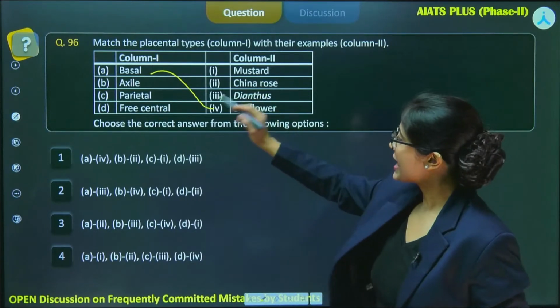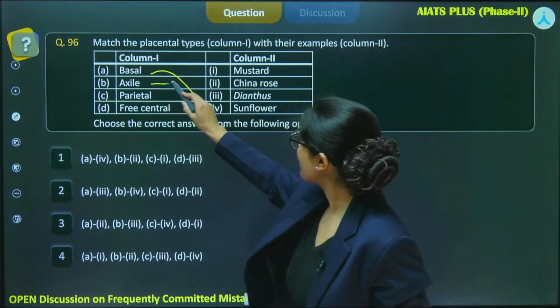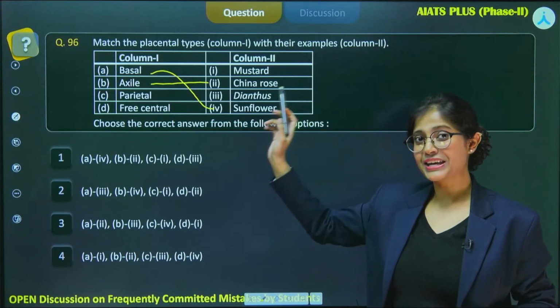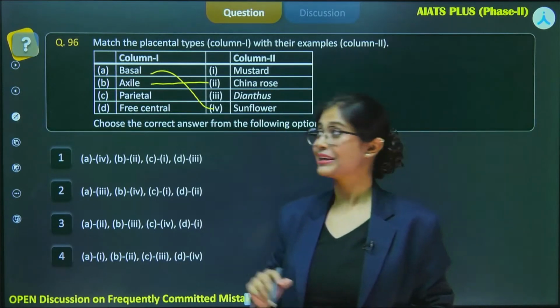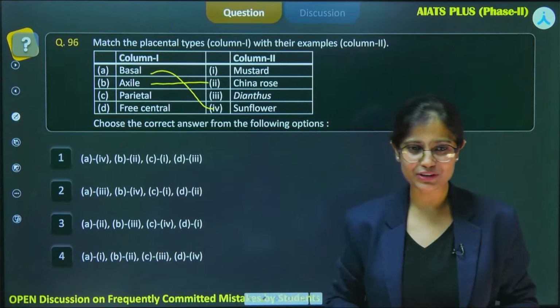Okay. Now next one is axile. Axile placentation is found in China rose. China rose is a member of the Malvaceae family. Along with the Malvaceae family, in which two families is axile placentation observed? Please comment down your answers.